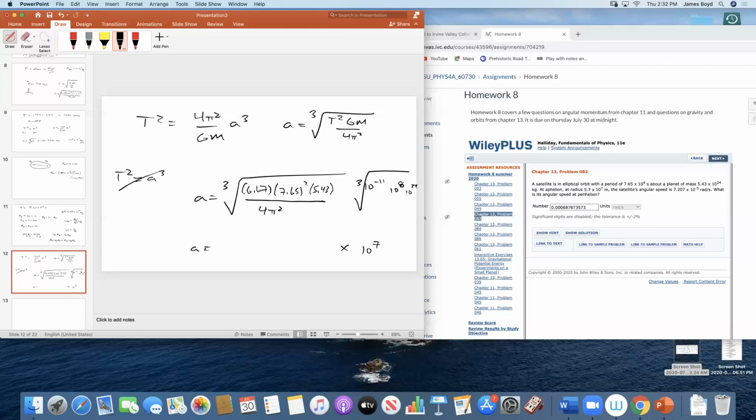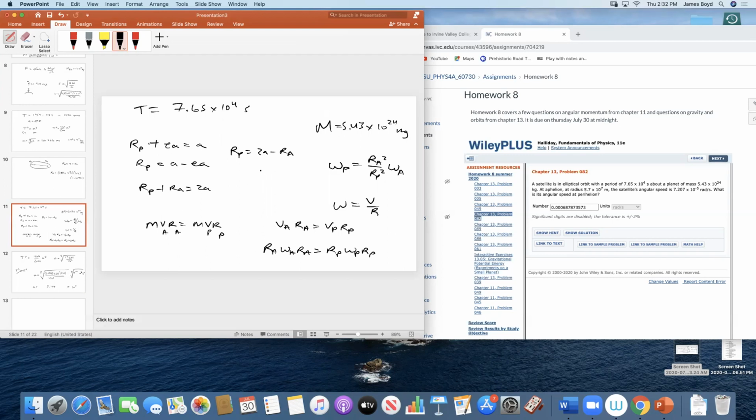Okay? So let me do this. I'm going to get the third root of 6.67 times 7.65 times 7.65 times 5.43, all divided by 4 times pi times pi. I get 3.77 times 10 to the 7th. Okay, that's my A. And if I go back here and I plug in for A, 3.77 times 10 to the 7th, right?